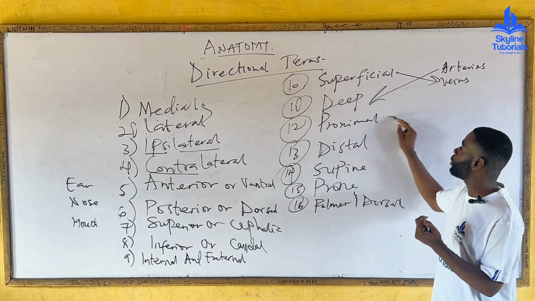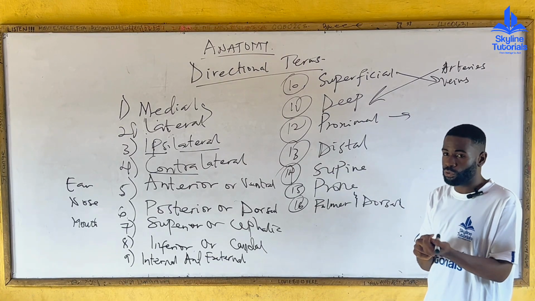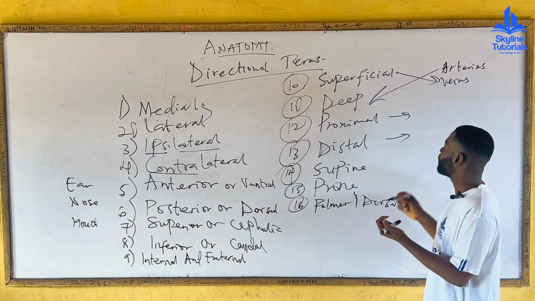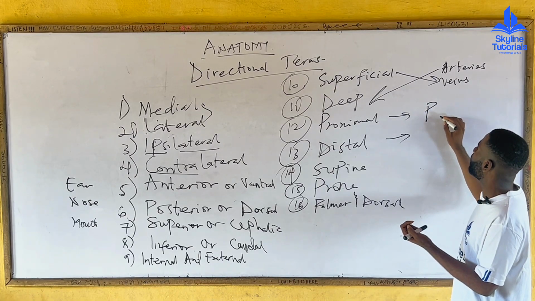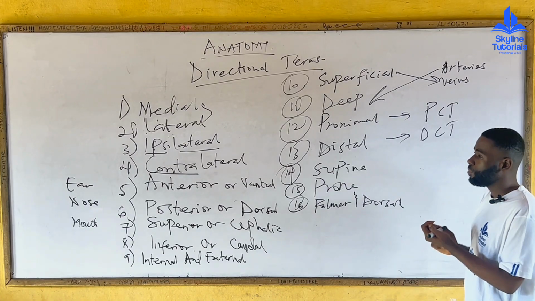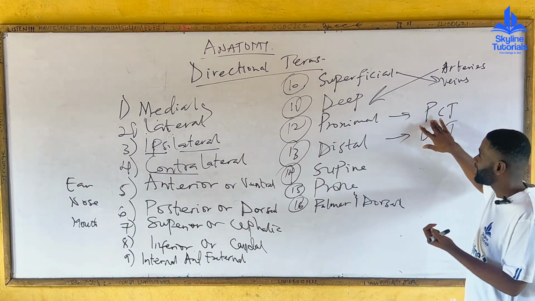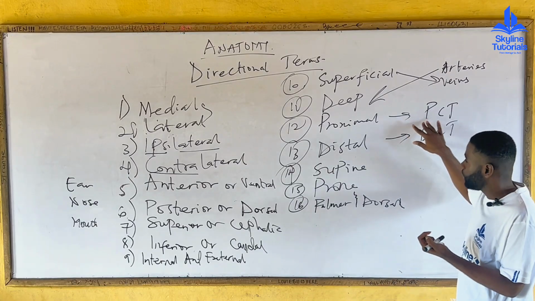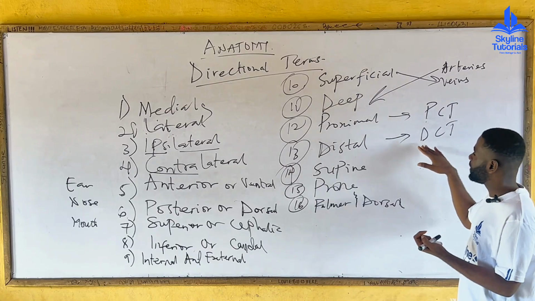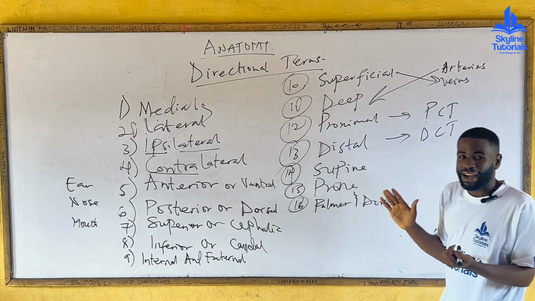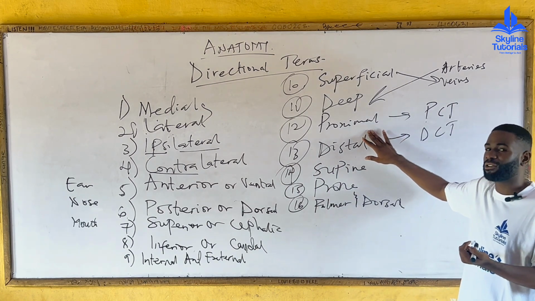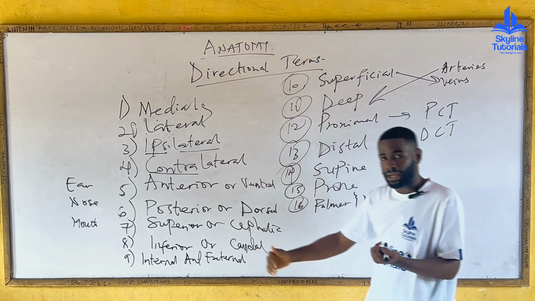Okay, we have proximal. Proximal simply means structures that are close to the origin. Distal simply means structures that are away from the origin. We have what we call proximal convoluted tube, distal convoluted tube in the urinary system. Realize that the proximal convoluted tube is a tube that is found closer to the origin, while the distal convoluted tube is one that is found farther. So distal is used for describing structures that are positioned farther from the origin. Proximal is used to describe positions that are closer to the origin.